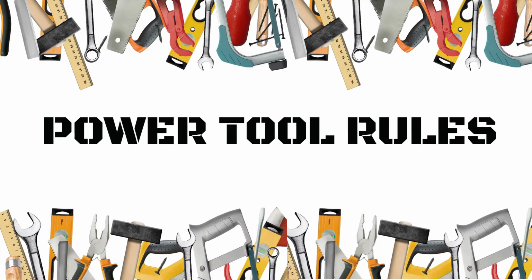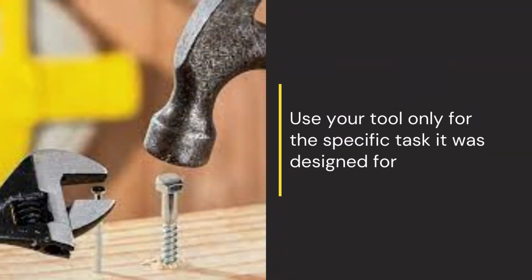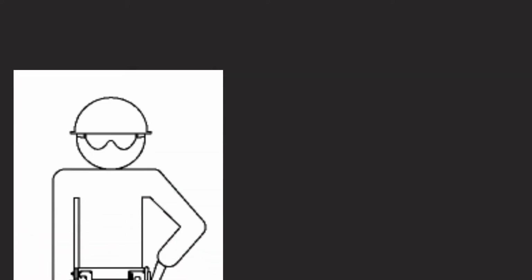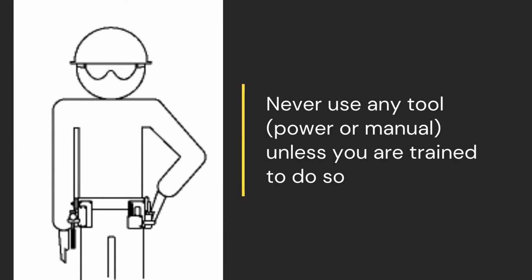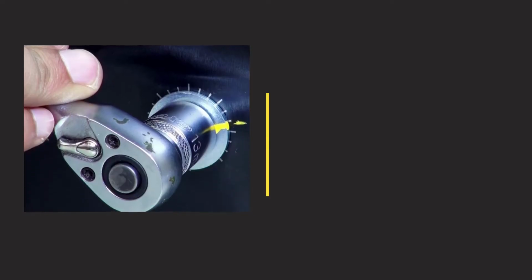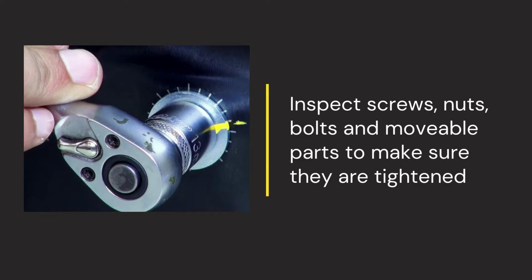Power tool rules. Use your tool only for the specific task it was designed for. Read the owner's manual before using your tool. Never use any tool, power or manual, unless you are trained to do so. Inspect before each use and replace or repair if parts are worn out or damaged. Inspect screws, nuts, bolts, and movable parts to make sure they are tightened.